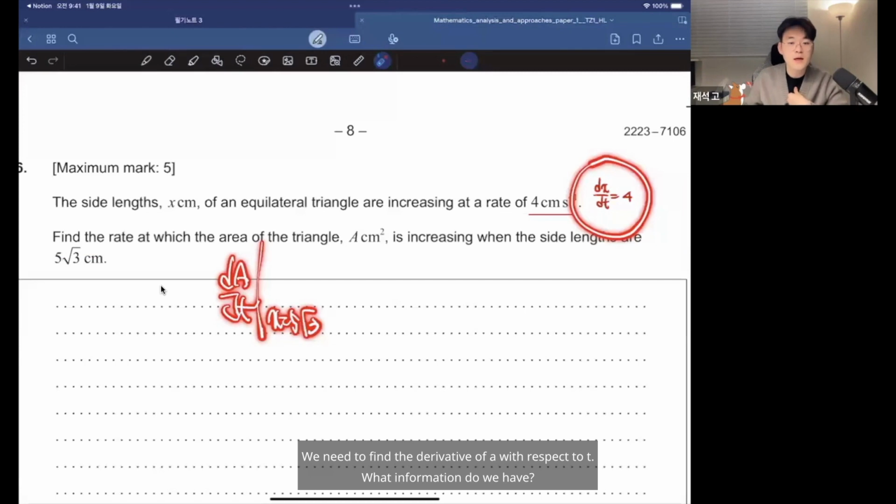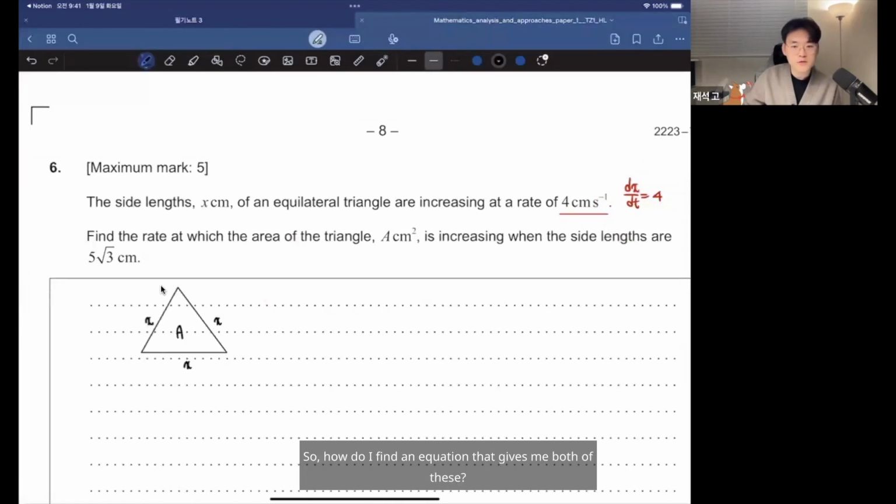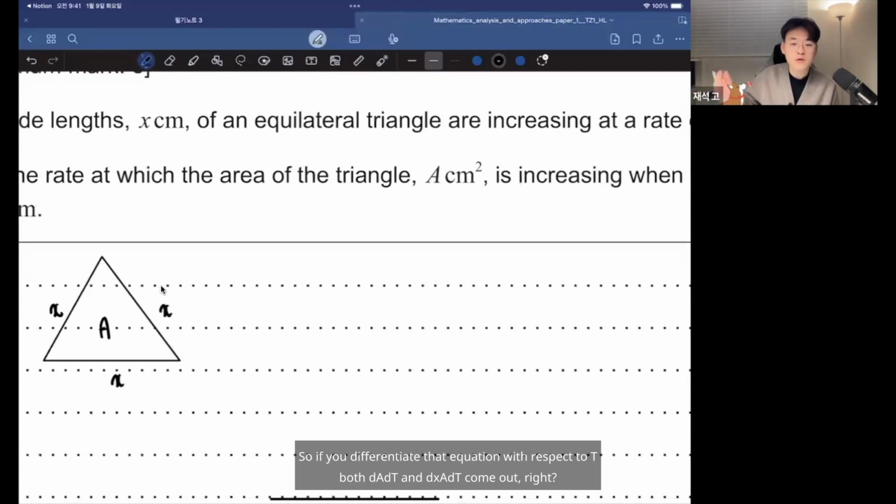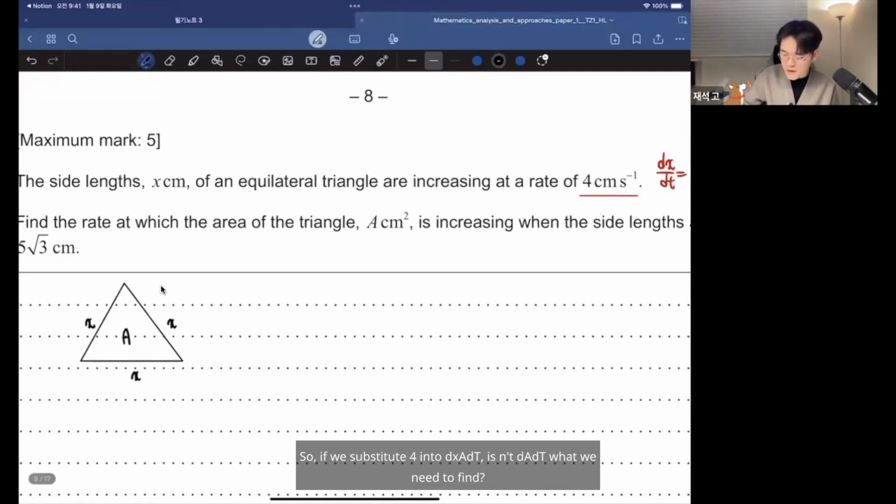What information do we have? dx/dt. Then I need to find an equation that includes both dx/dt and dA/dt. So how do I find an equation that gives me both of these? Well, I just need to differentiate an equation with respect to t. What is the equation that involves the variables A and x? What's the relationship between x and A? You know, a square is about side length and area, right? So can't we find the relationship between A and x? If you differentiate that equation with respect to t, both dA/dt and dx/dt come out, right? So if we substitute 4 into dx/dt, isn't dA/dt what we need to find?